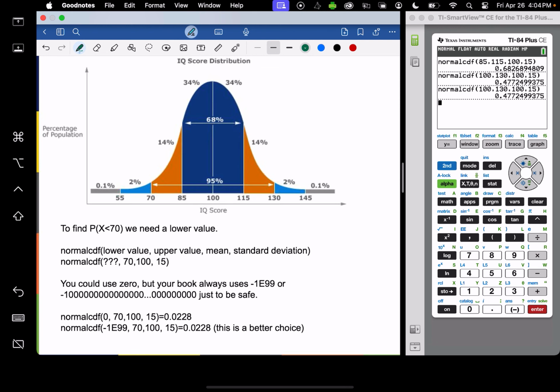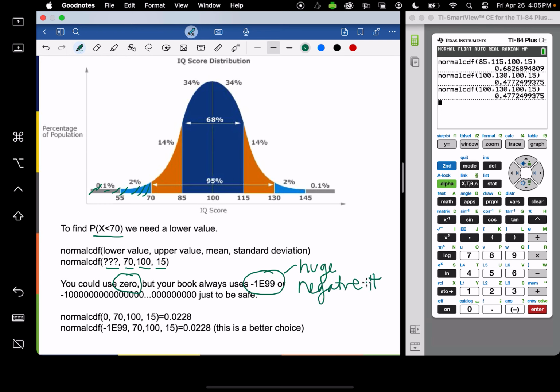Now, if we wanted to do what is the probability that x is lower than 70, so we had done this calculation, and you might be like, well, what's the lower end? We're going to do normal CDF something, 70, and then the 115 will remain. So we really just need a pretty low number, and I was thinking we could just use 0, because it seems like you can't have an IQ score lower than 0. But I was going to tell you that your book always uses negative 1E99, which just means a huge negative number.